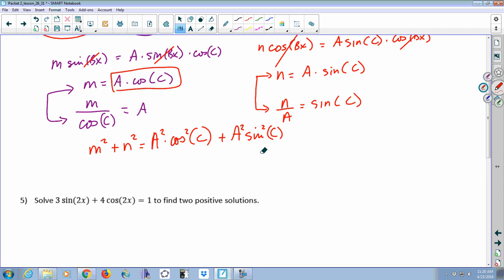But how do I get cosine squared plus sine squared here? What do I got to do first? I'm trying to solve for a. Factor out a squared. So let's factor out the a squared. And oh my goodness, is this just beautiful inside here. All that stuff just becomes 1. Woo-hoo! That makes life so easy.